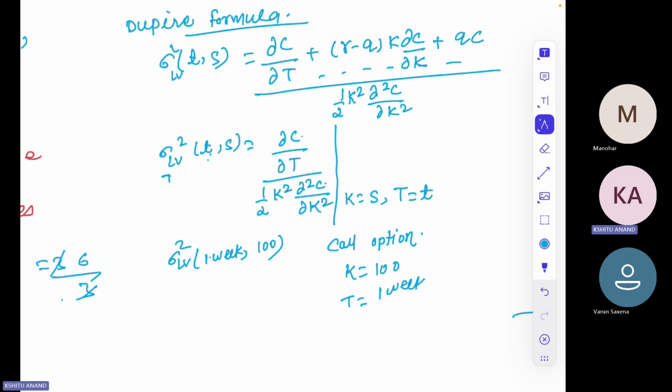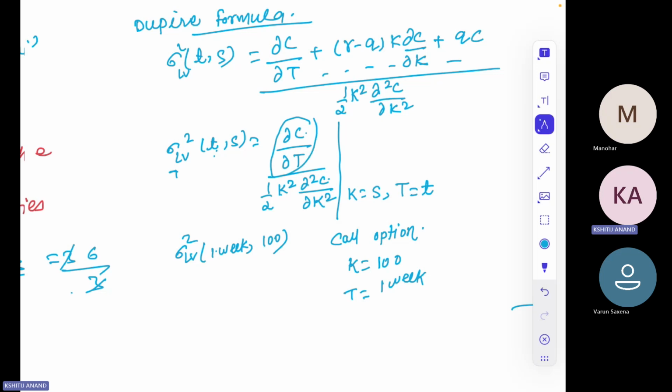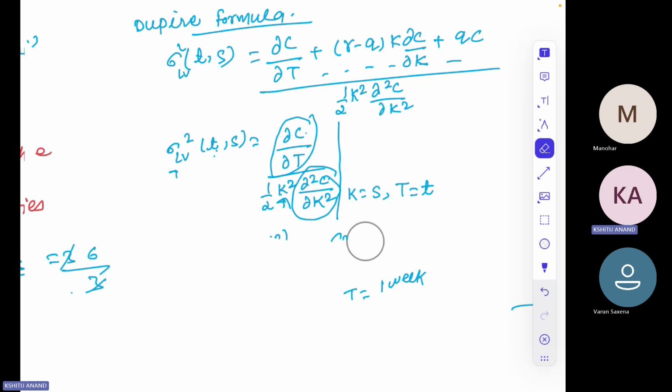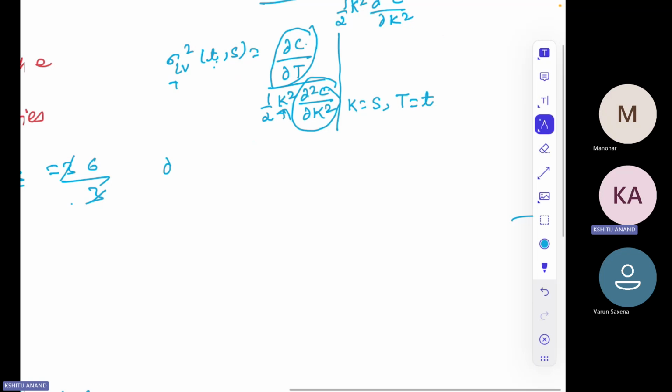Now you take that call option, you find dC by dT for that option, and you find d2C by dK square for that option. You already know K is 100 for that option, right? So this will give you the local volatility when you have 1 week remaining for expiry in the underlying, and you have a spot price of 100. Okay, so I think this should be clear. Now let us spend our time on how to get dC by dT and d2C by dK square.